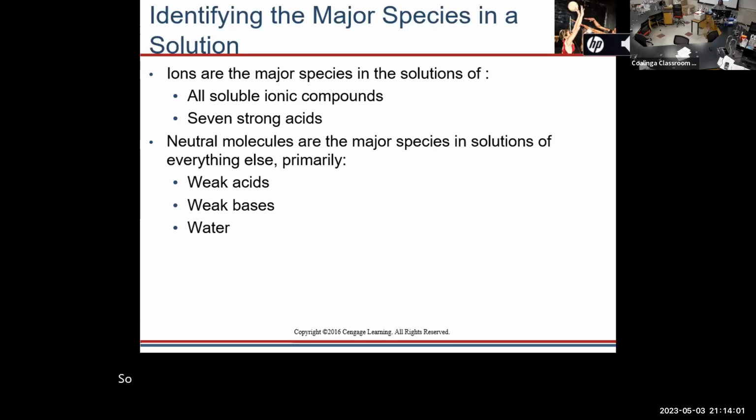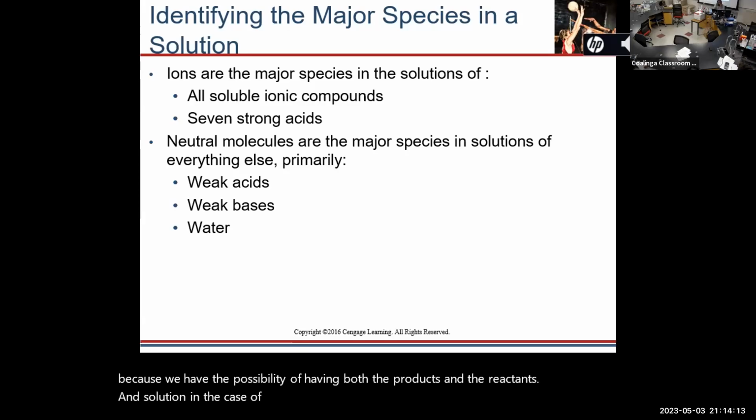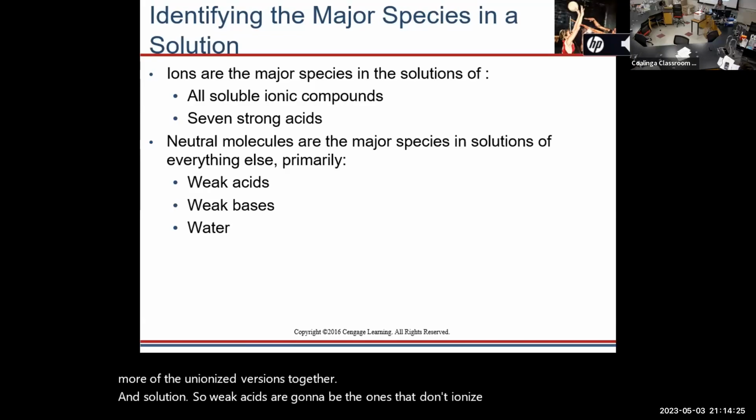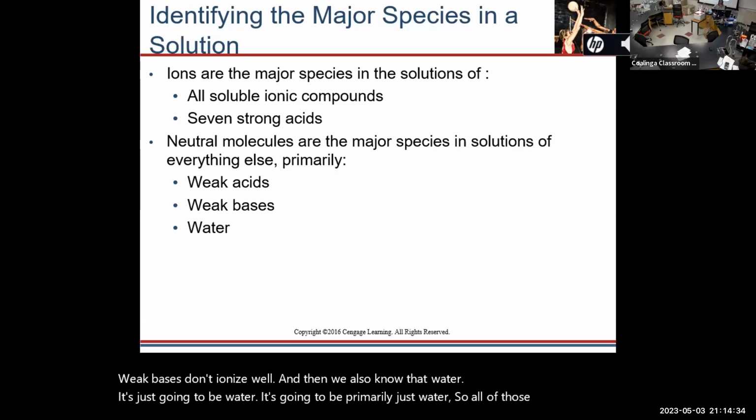So again, the major species is the one that's going to be most abundant in solution, right? Because we have the possibility of having both the products and the reactants in solution. In the case of our carbon-based acids, they are going to have more of the unionized versions together. So weak acids are going to be the ones that don't ionize well. Weak bases don't ionize well. And then we also know that water is going to be primarily just water. So all of those are going to be more neutral molecules.